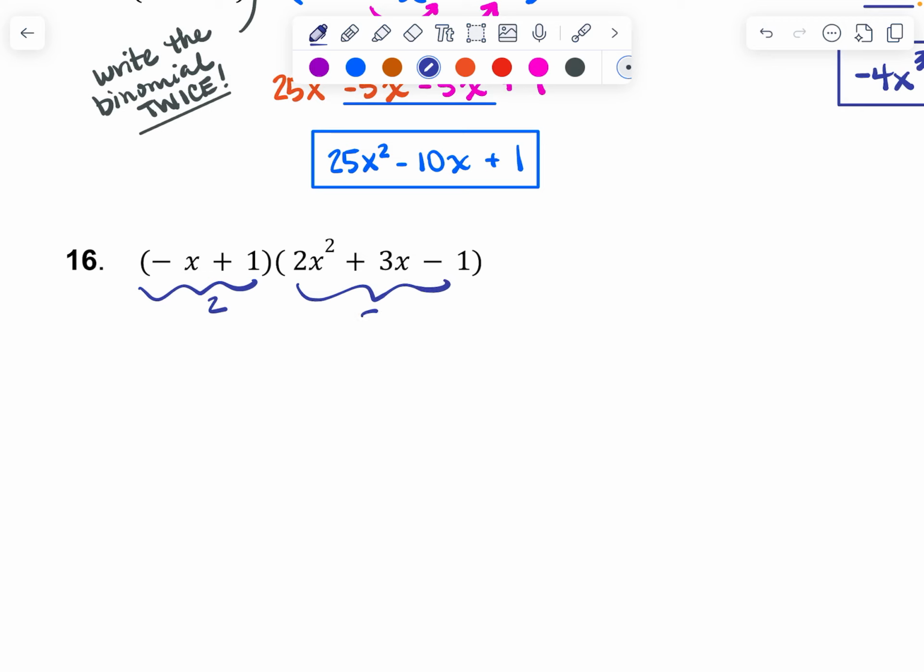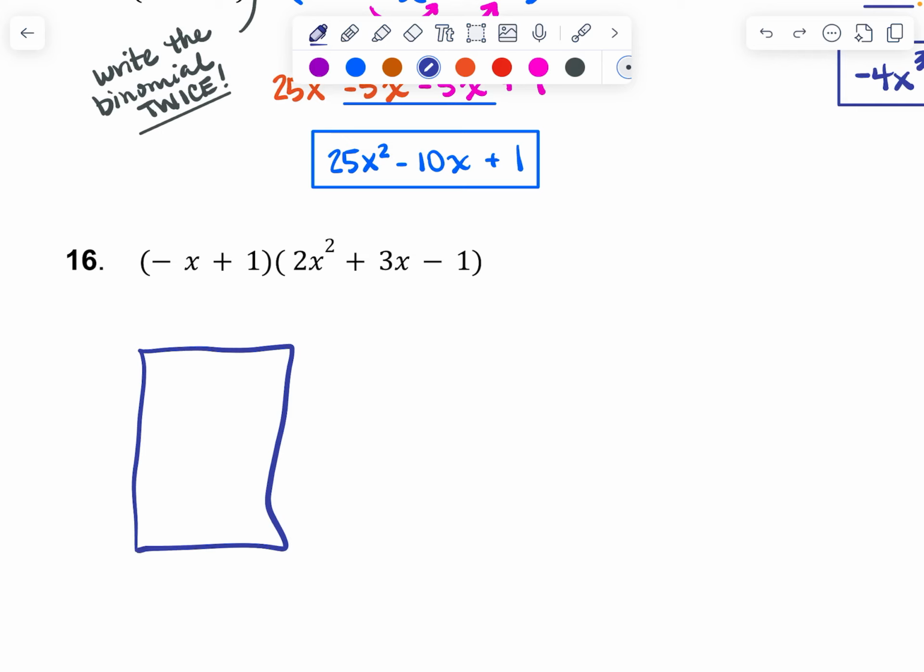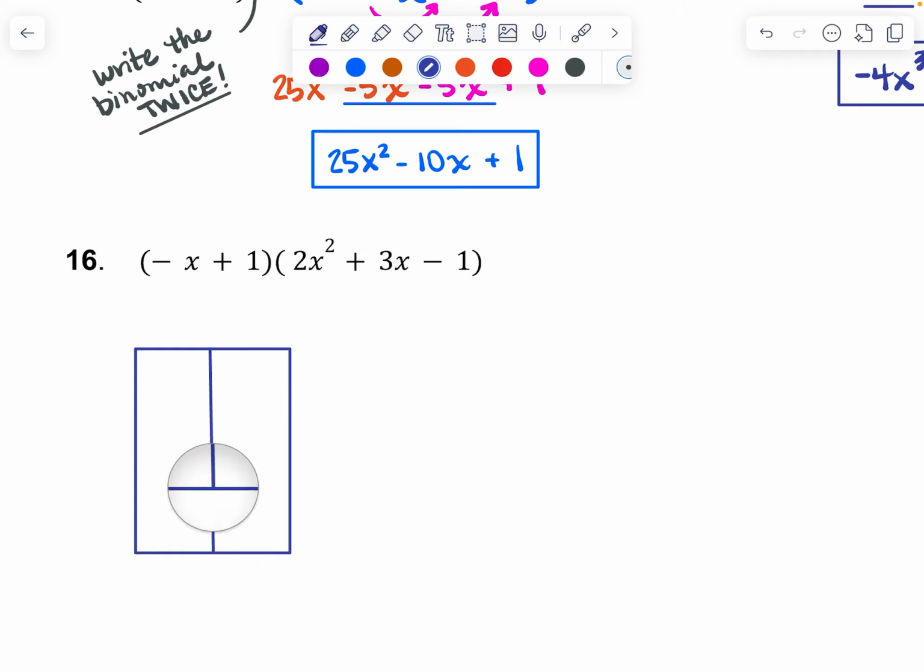So this is 2 terms. This is 3 terms. That's telling me I need a 2 by 3 box. So I'm just going to make a little skinnier box. It's a little bit longer because there's my 2 columns for my negative x plus 1 binomial. And then I need 3 rows to accommodate my 2x squared plus 3x minus 1 trinomial.